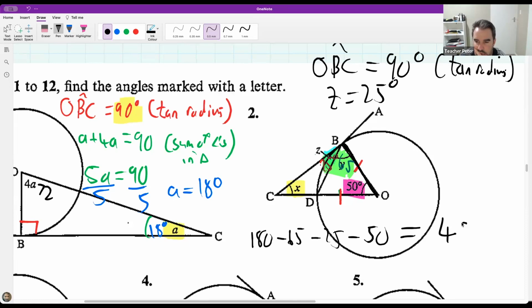I got 65. Okay, but remember, you must take away another 25. Yeah, so you're going to get 40. So this is going to be 40.